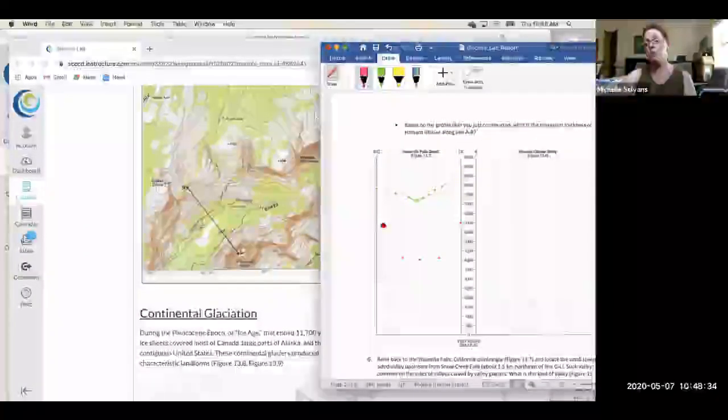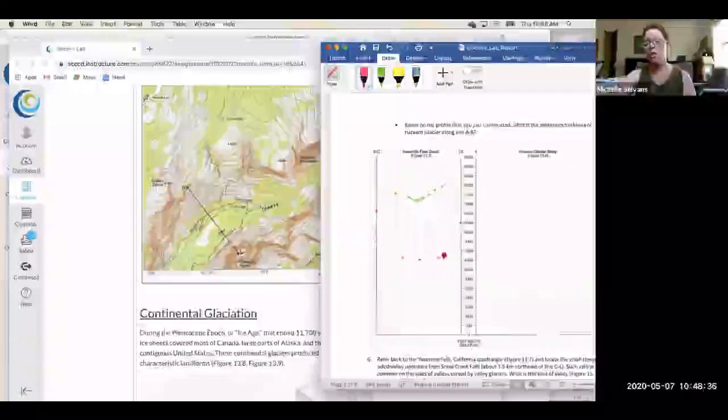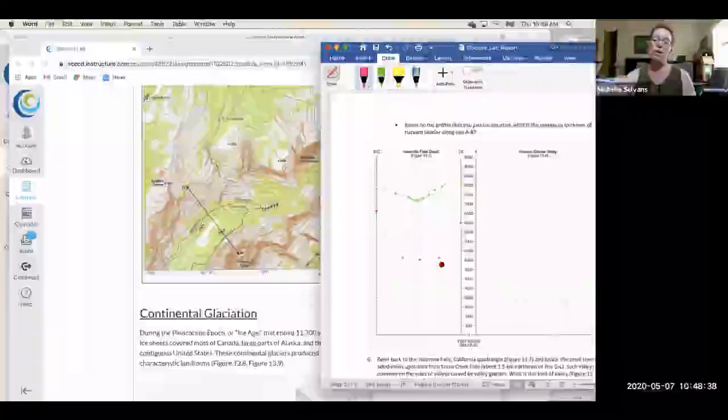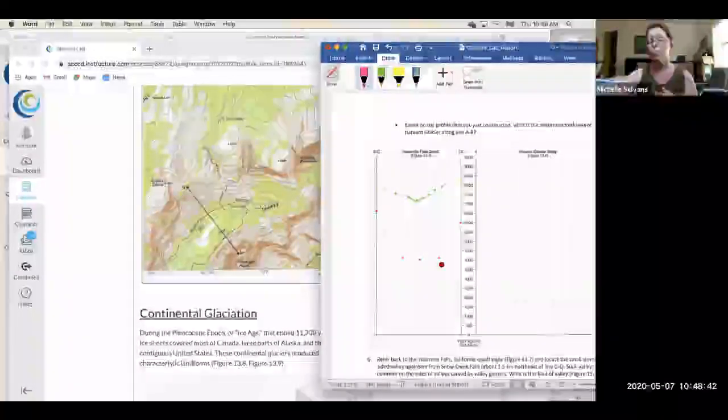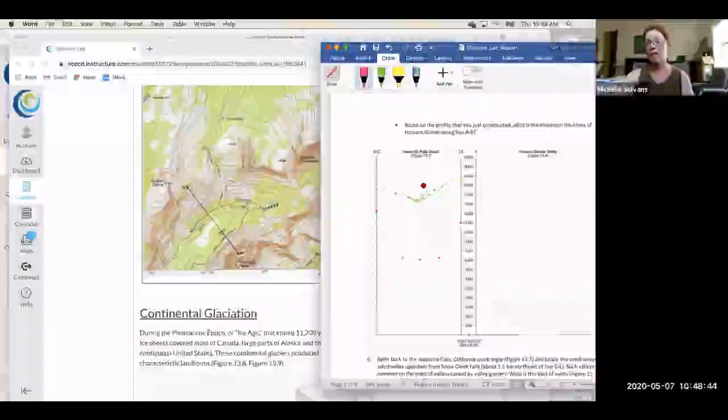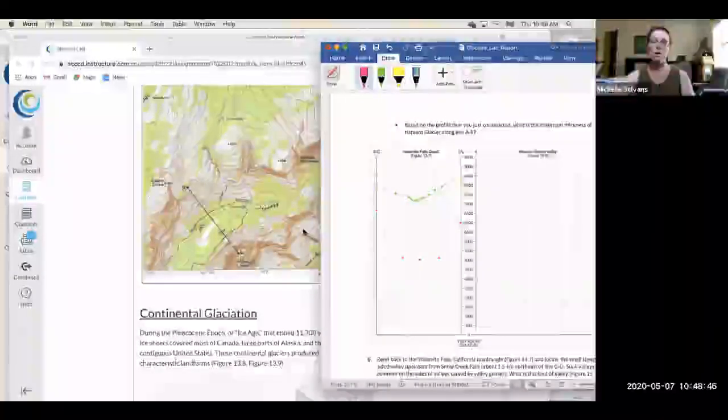And so you would want to fill in some of the other contour line information here and here. And then you can connect that and you can describe what shape that particular valley is and how it differs from what you see here.